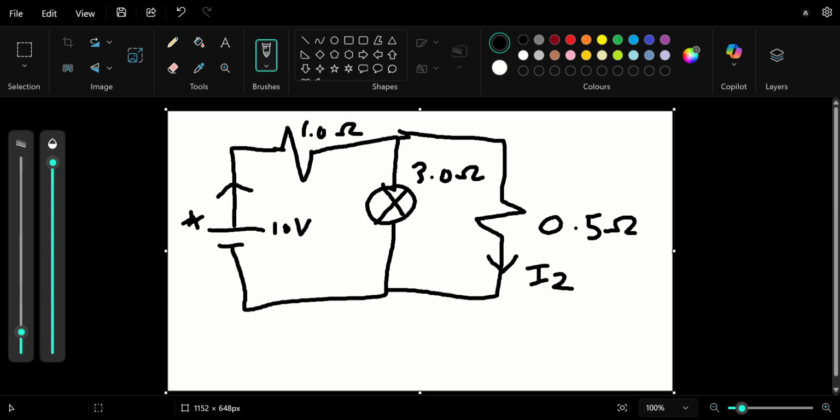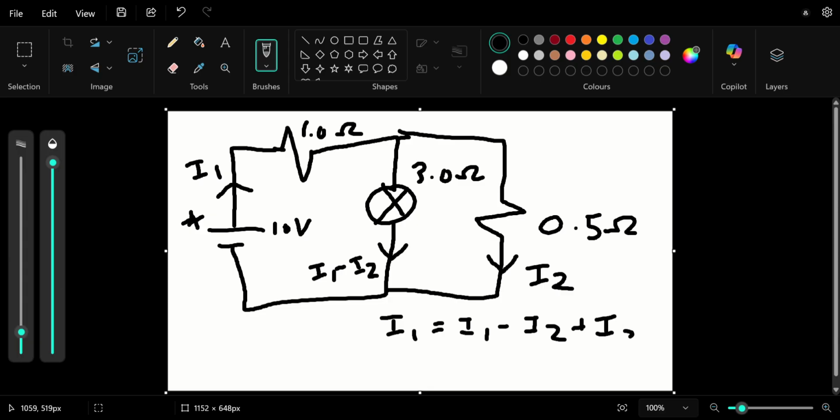So let's call the current from the power supply I1. Therefore, in this middle branch, we can call this current I1 minus I2. Here's our first crucial Kirchhoff law, considering the current. I1 equals I1 minus I2 plus I2. From this junction here, we see that the summation of these two branches equals the original.